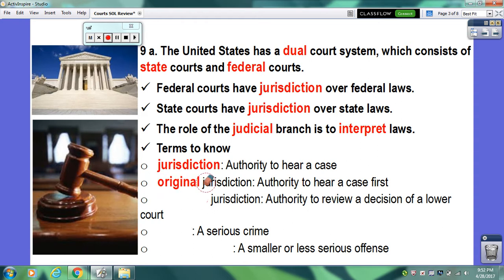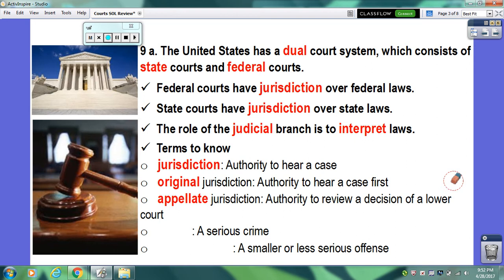We have original jurisdiction, which is the authority to hear a case first, and we'll look at a couple of different courts and see which one has authority to hear a case first. For the most part, those are the lower level of courts in both the state and federal systems. The next kind of jurisdiction we have here is appellate jurisdiction. So this is the authority to review a decision of a lower court.